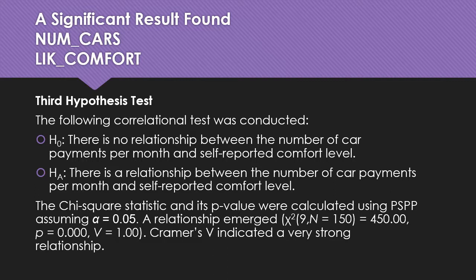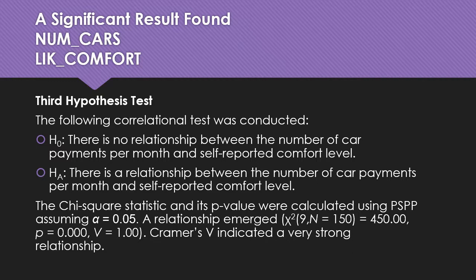A significant result found. Only one of the three chi-square tests provided a significant result. That was test number 3. Here the following correlation was conducted. The null hypothesis: there's no relationship between the number of car payments per month and self-reported comfort level. The alternative hypothesis: there is a relationship between the number of car payments per month and self-reported comfort level.